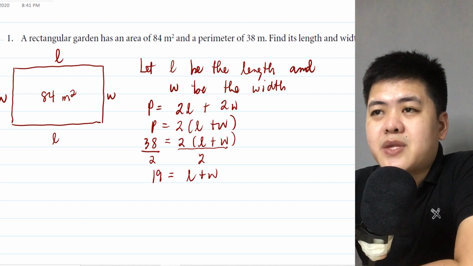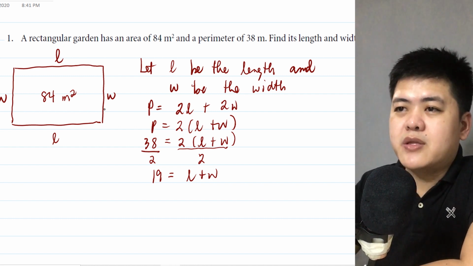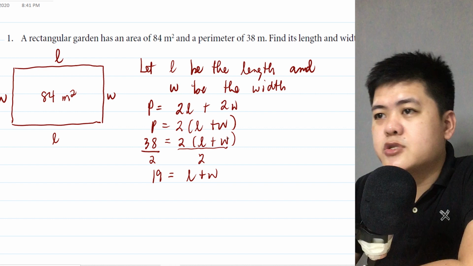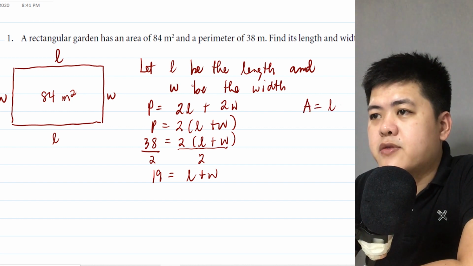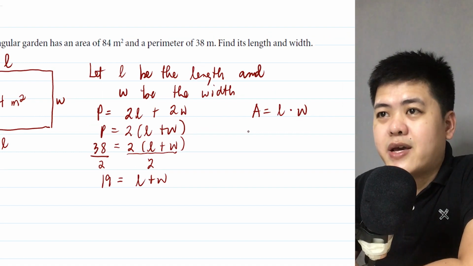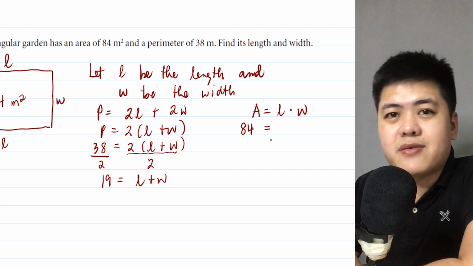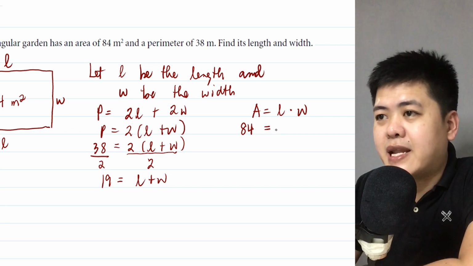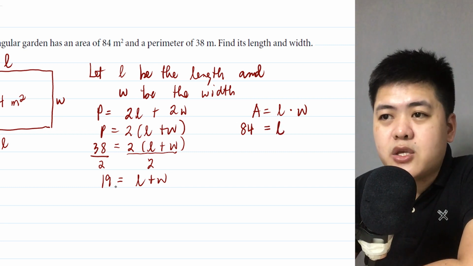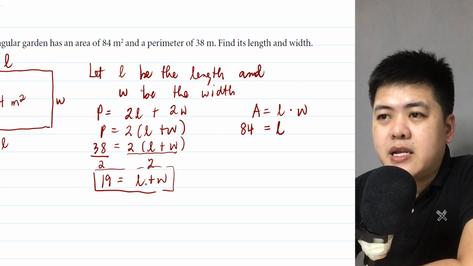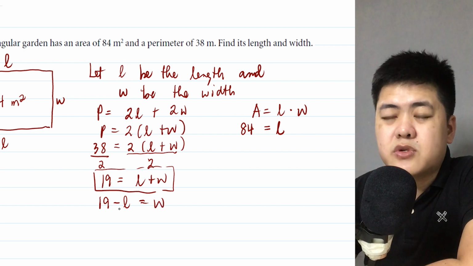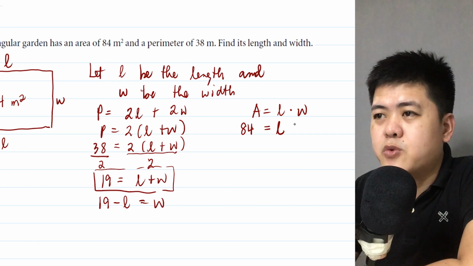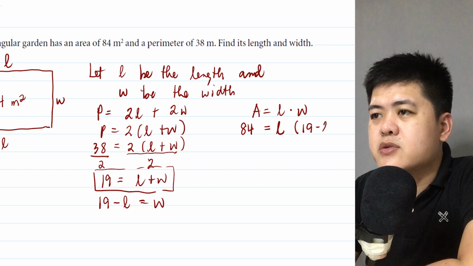Now, the area is 84 meters squared. Formula for area: area is equal to length times the width. The area is 84 meters squared, so we'll put 84 here. Our length, let that be L. And then the width, we can use this equation to get the value of the width. Ililipat natin yung L sa kabila, so it will become 19 minus L equals W. So this is the value of your width.